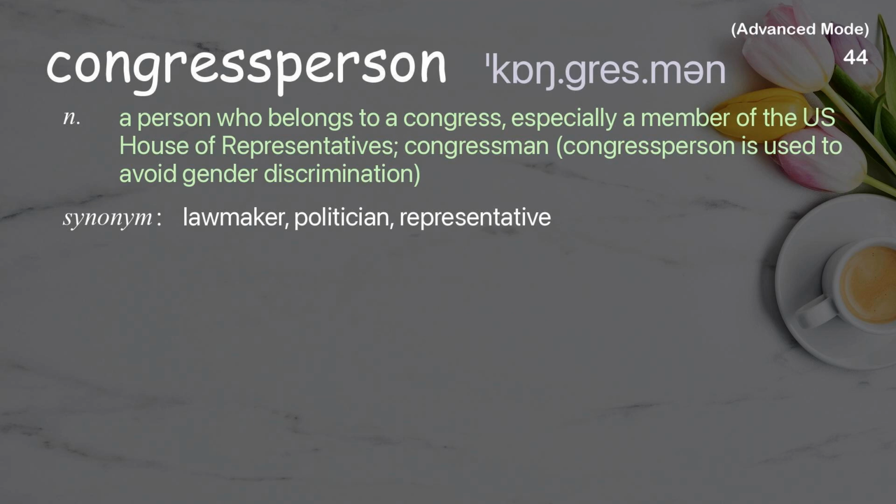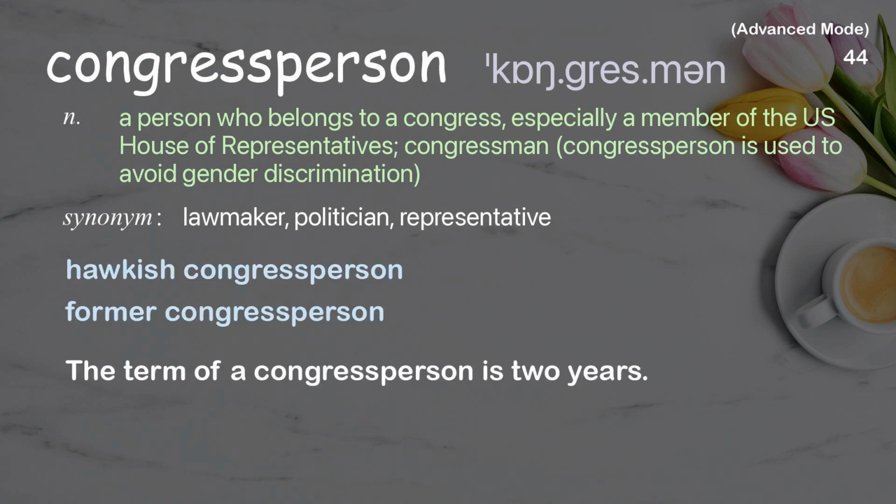Congressperson. A person who belongs to a Congress, especially a member of the U.S. House of Representatives, congressman. Congressperson is used to avoid gender discrimination. Examples: Hawkish congressperson. Former congressperson. The term of a congressperson is 2 years.